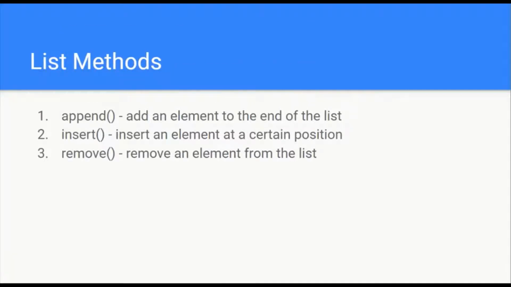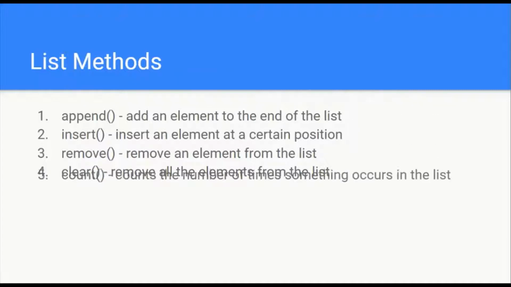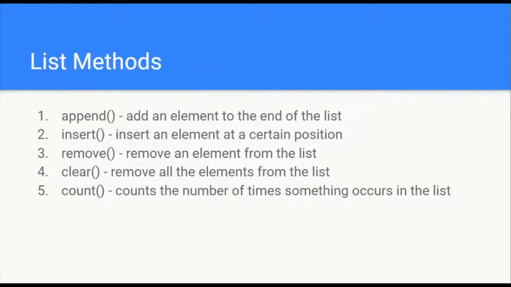Third is the remove method, which removes an element from the list. The clear method removes all the elements from the list. The count method counts the number of times something occurs in a list. And the len method displays the number of items in a list. The difference between count and len is that len displays the total number of items in a list, and count only displays the number of times a particular object or item in the list occurs.